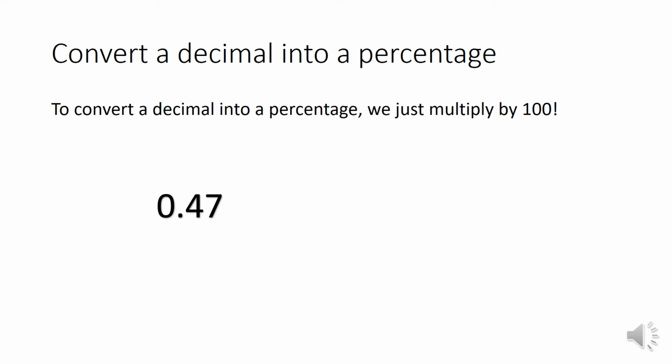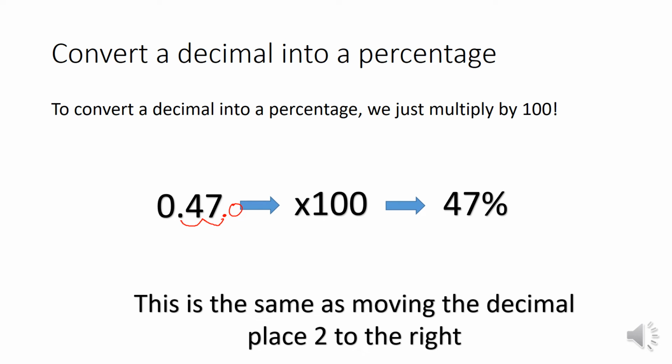So one last example, to convert a decimal to a percentage, we just multiply by 100. So 0.47 times by 100 is 47%. So we can see that if we move the decimal point 2 places because we times by 100, that's 47.0, 47%. So really, really quick and easy, this one. So it's the same as moving the decimal point 2 places to the right.